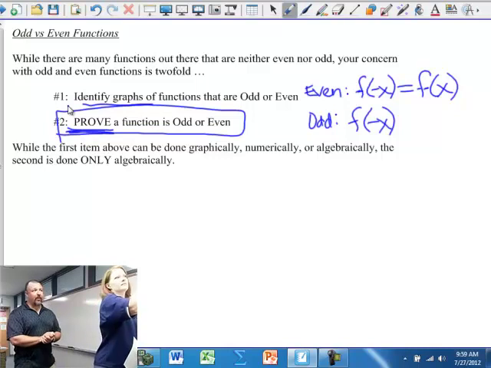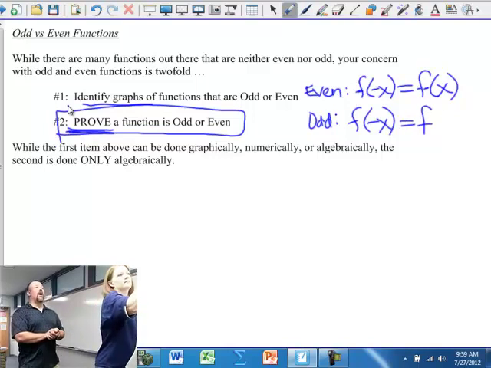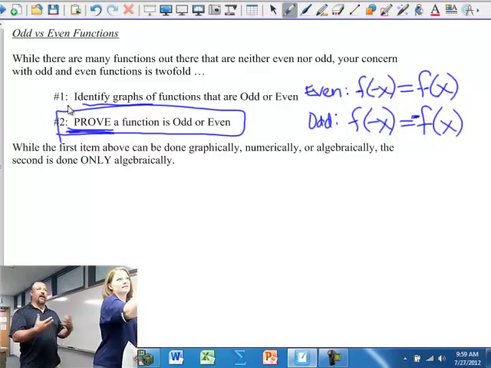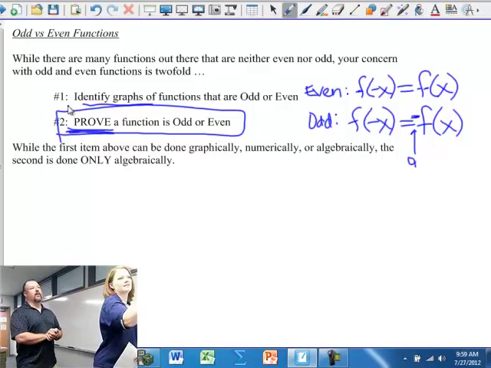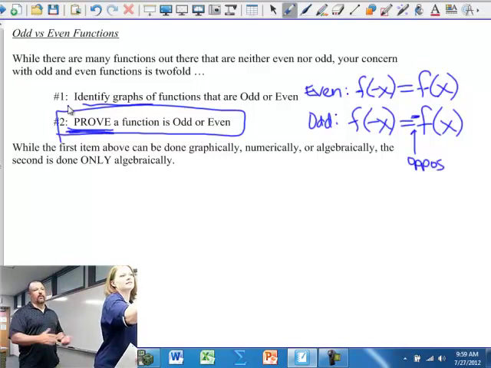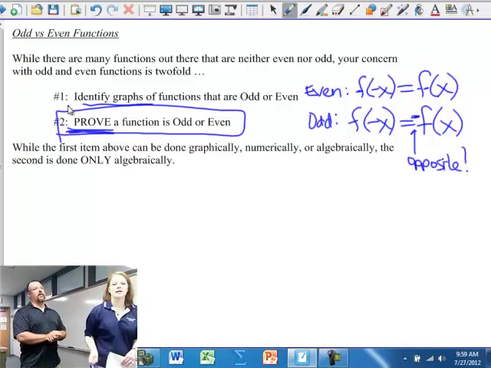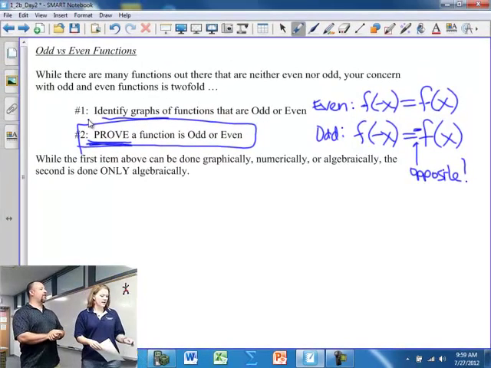Notice we're not plugging in numbers now, we are plugging in x's. For an odd function, we will actually get the opposite of the function we started with, which is like multiplying the entire function by negative 1. So we get the opposite of the entire function. That's our goal. Let's do it.